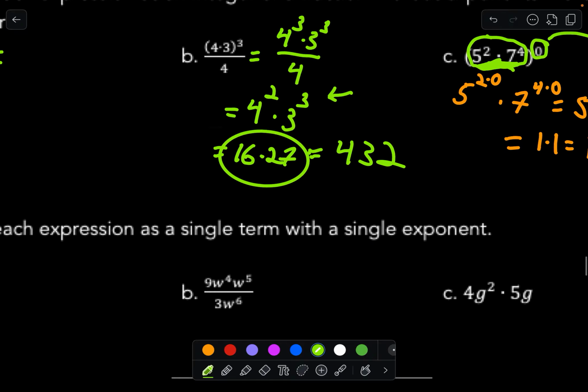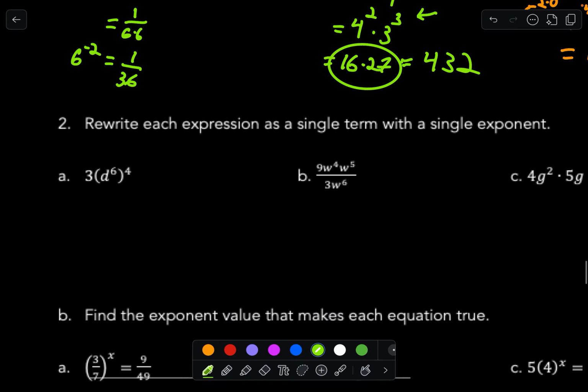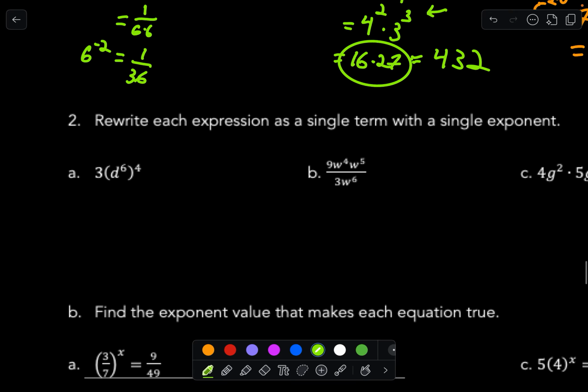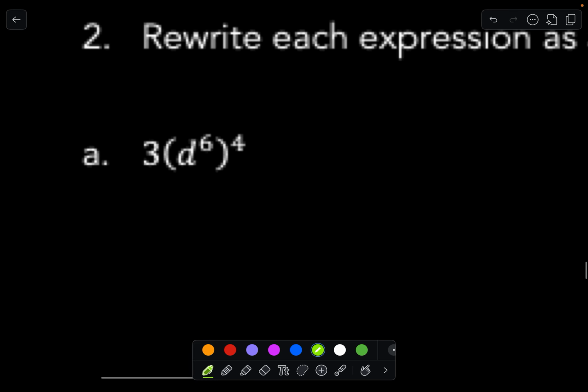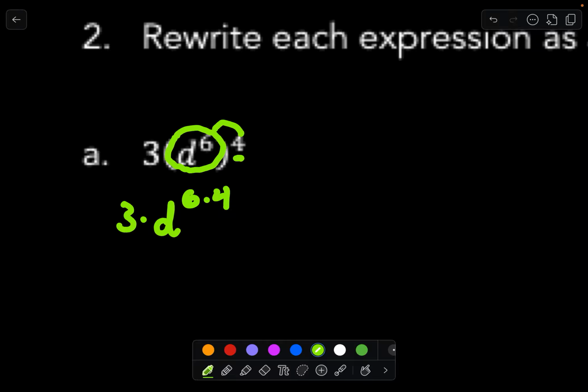Okay? Now, here's the beginning of us dealing with these properties of exponents. Rewrite each expression as a single term with a single exponent. So in this case, notice the power of 4 is only attached to the d to the 6th. When you raise a power to a power, we multiply the exponent. So that's going to be 3 times d to the 6 times 4 power. 6 times 4 is 24. So this is 3d to the 24th power.